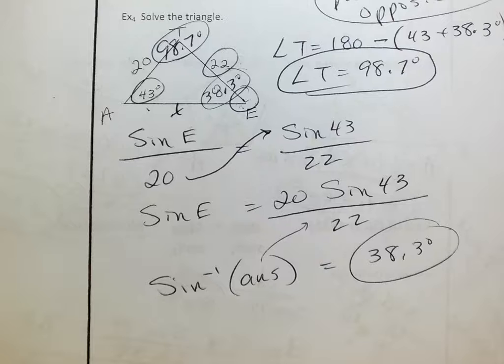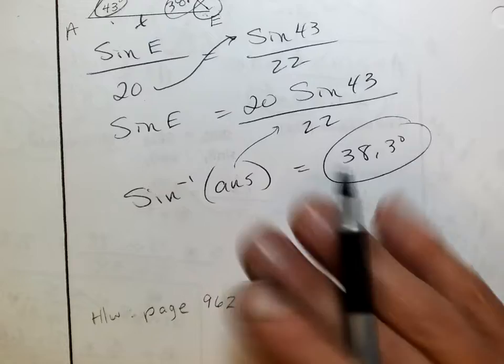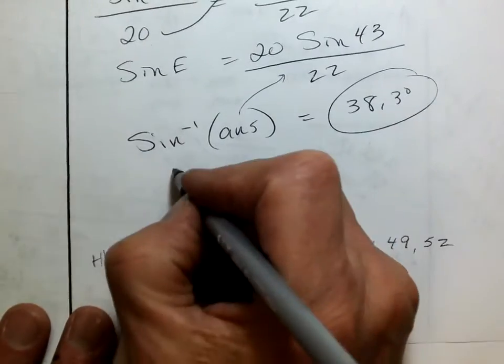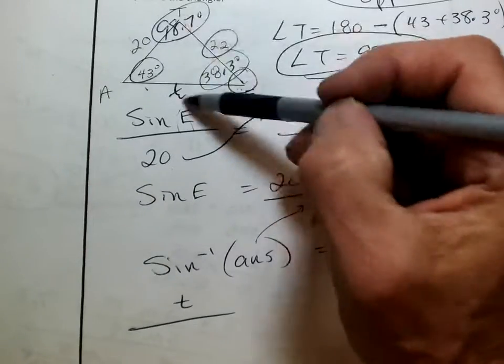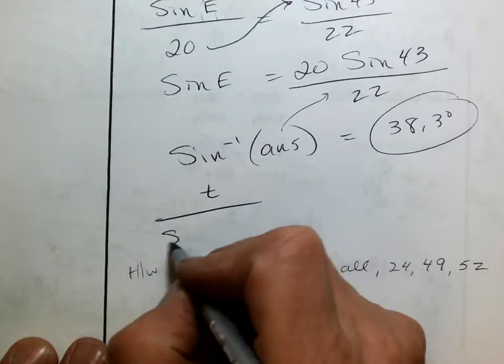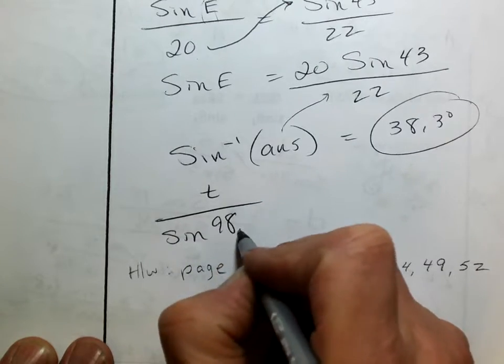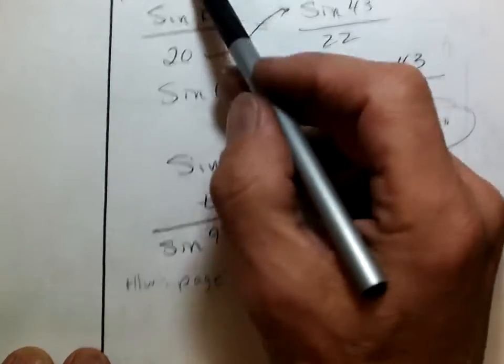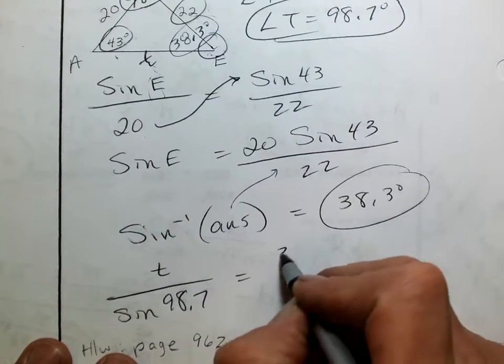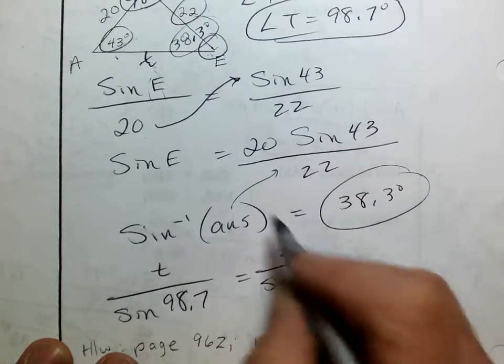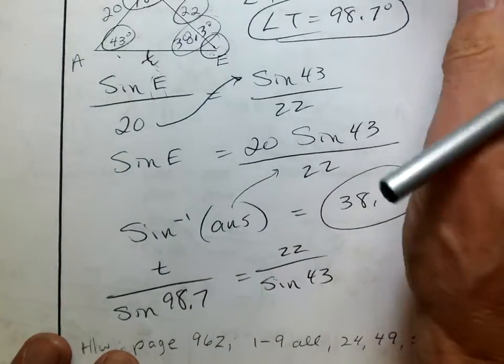You've got your opposites, right? In fact, the law of sines is actually easier than even the Pythagoras theorem, I think. So let's set it up. If I want to find side t, I've got to write side t first. Write down what you don't know, so I'm going to go t over the sine of its opposite angle, so over the sine of 98.7 equals opposites. Do your opposites, right? So I'll go 22 over the sine of 43, right?